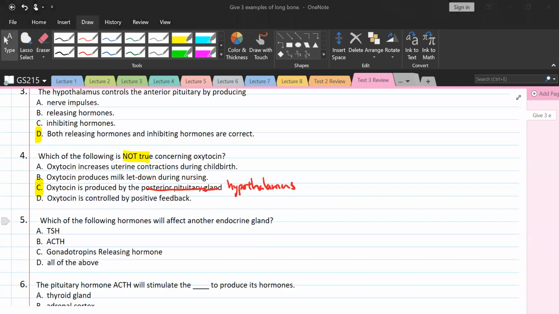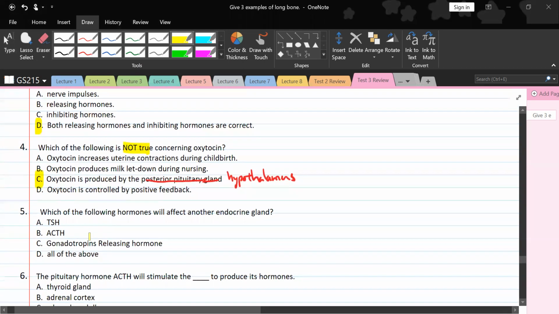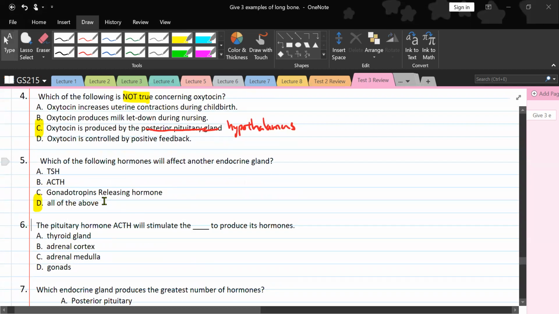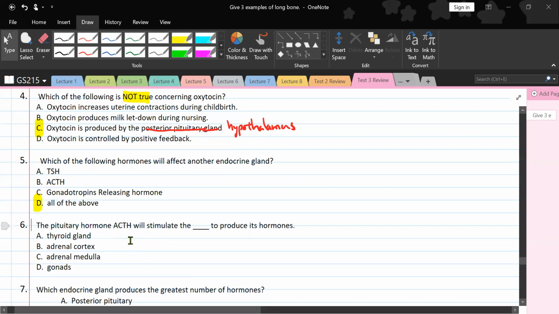Given the lack of participation, I think I'm just going to take them out, so I don't take up too much of your time. Which of the following hormones will affect another endocrine gland? So we're asking for the tropic hormones, and we have TSH, ACTH, and GnRH. All these will affect another endocrine gland, so it's all of the above. GnRH, of course, affects the anterior pituitary gland. The pituitary hormone ACTH will stimulate the adrenal cortex. That's what the AC is, adrenal cortical. It will stimulate the adrenal cortex to release aldosterone and cortisol.